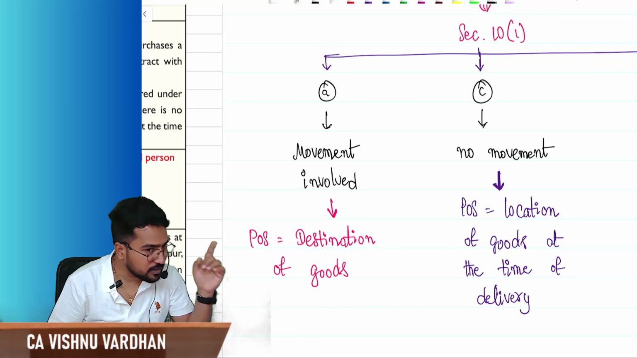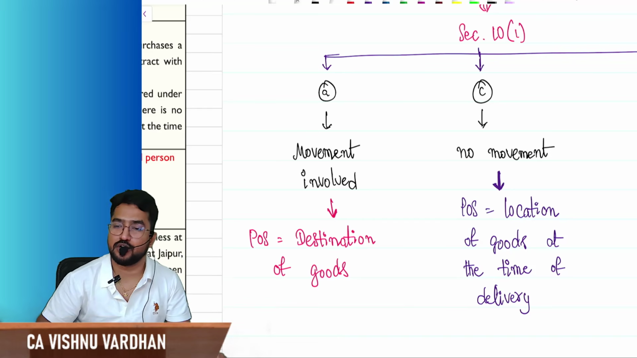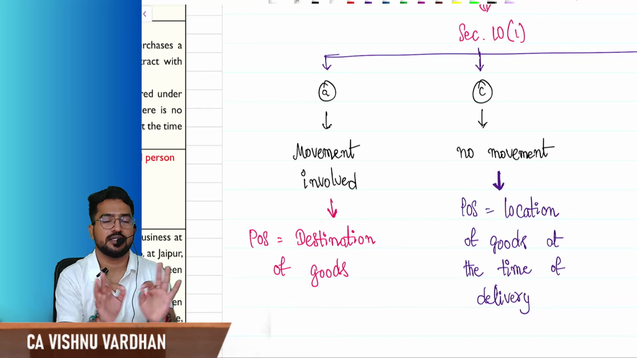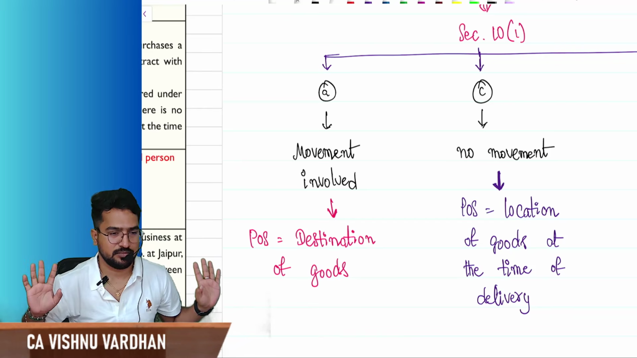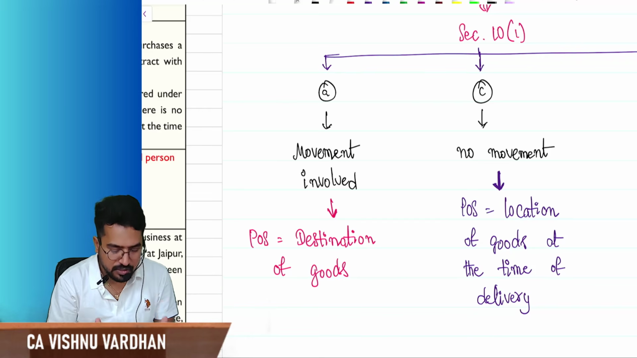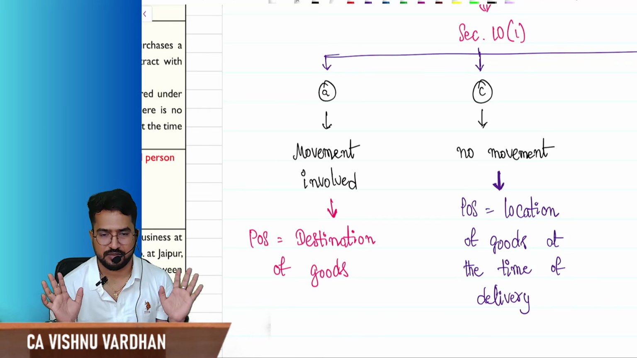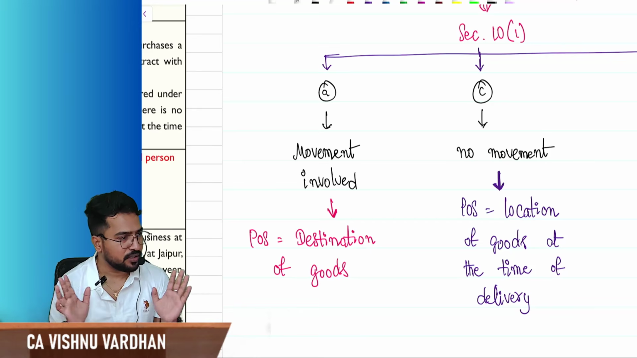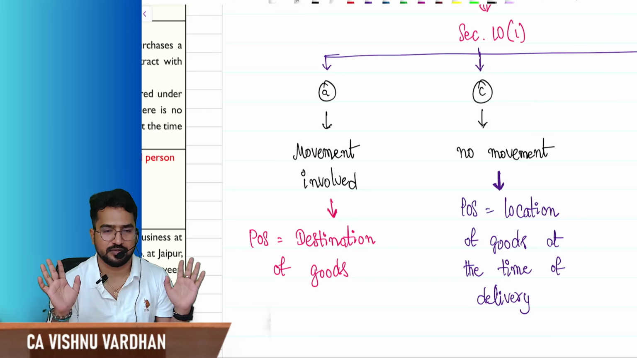Correct? These were the things they faced problems with. So what they did, they brought clause CA, saying that, sir, if you are an unregistered person, selling goods to an unregistered person, what is the place of supply? Whatever the address recorded in the invoice is the place of supply.